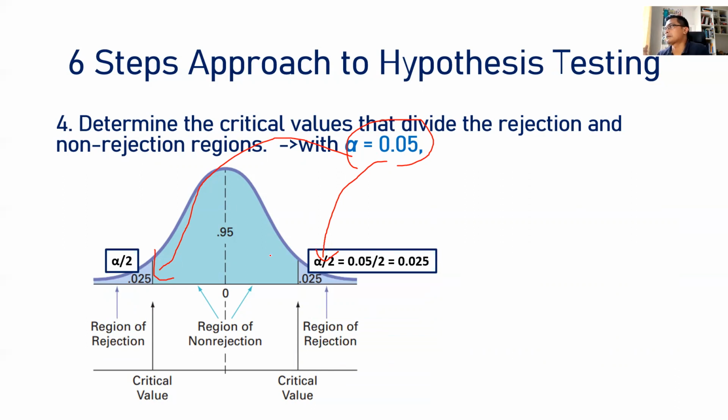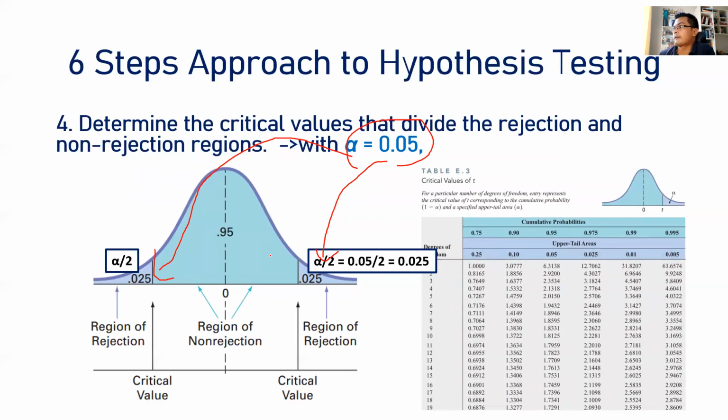And in determining the critical value, because we use the paired t-test, we use the t-table. And then how to define it? Of course, the degree of freedom is 15 pairs minus 1, so it's 14. Then the critical value is at 0.025. So with 14 degrees of freedom, we go here, and it's 2.1448.